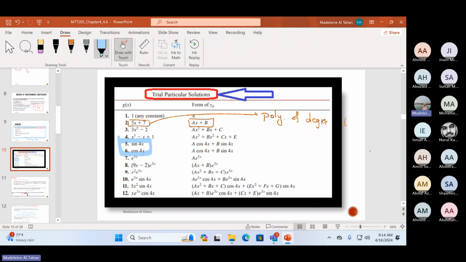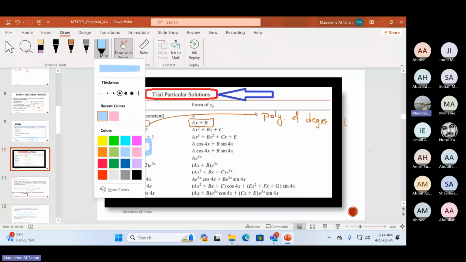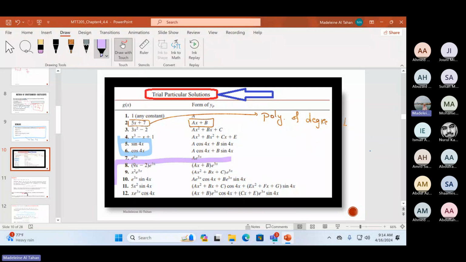If we have e exponential, it's easy. All we have to do is put a constant before it. Now, these ones are combinations as products. Here we have polynomial times exponential, so we'll put the exponential and we'll put the polynomial. Here we have a polynomial of degree 2 times exponential, so we need a polynomial of degree 2 times exponential. Here we have exponential times sine of x, so we'll put the exponential, add the sine, and add the cosine, and so on.